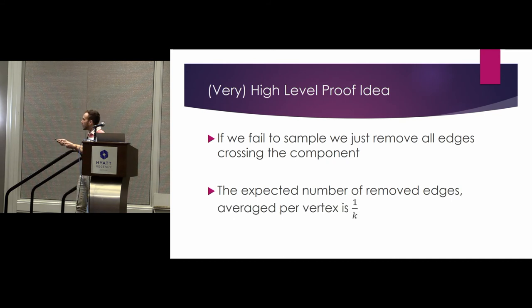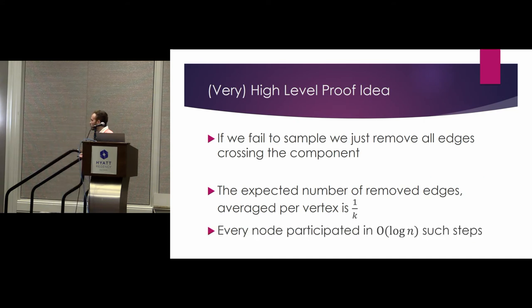So on average, each one of them needs to pay 1 over k. That means that if I can average some cost to each node, then at the end, the number of removed edges would be the number of nodes, which is n, times this thing. But we do need to notice that every node could have participated in log n such steps. It had log n opportunities to miss the cut, because every time we didn't miss the cut, the component doubled, and then we tried this thing maybe again.